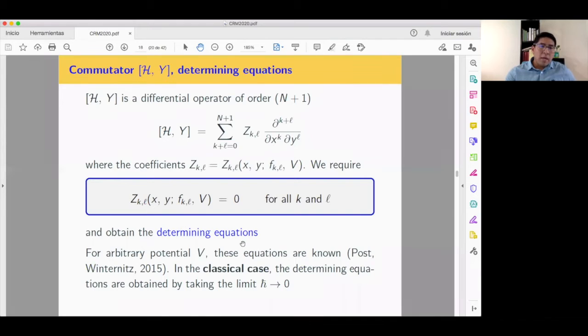If we don't assume anything about the potential, we can actually write those equations. They were presented for the first time by Post and Winternitz in 2015. And in the classical case, we simply take the limit h bar equals 0 to get the corresponding equation. So the goal is to find a solution for all this big, huge set of equations.